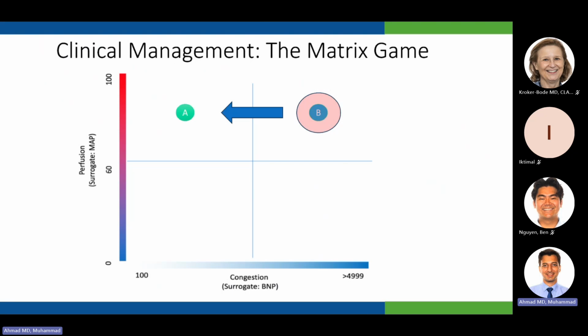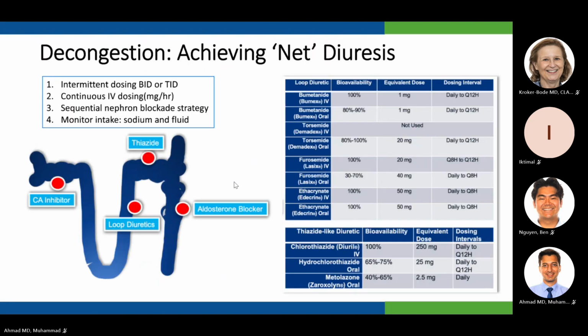So we've identified it's B. The treatment is the arrow. What's the arrow? Diuresis. Exactly. So the arrow is diuresis. And that's all he needs because his blood pressure, everything's already okay. So decongestion. The goal is net diuresis. So we want to decongest the patient completely.